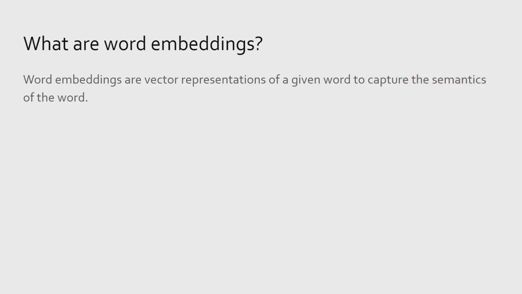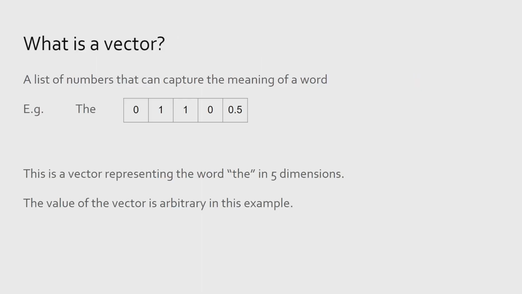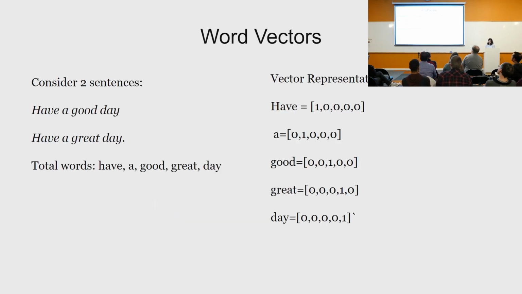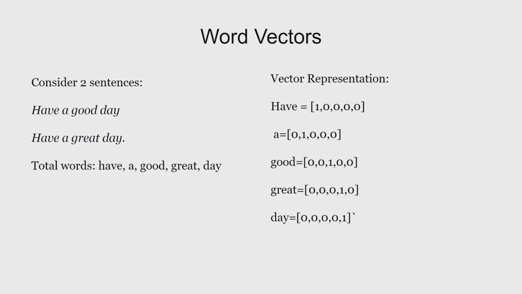Okay, so what are word embeddings? Has anybody worked with word embeddings? Cool, one person, yay. So word embeddings are vector representations of words in order to capture the actual meaning of that word. What that means is, if you have the word "the", and you have a list of numbers to capture the meaning of "the", that's basically a vector that represents the word "the". In this case, it's totally arbitrary. But here's an example of what we call one-hot vectors, which means that it's a binary vector.